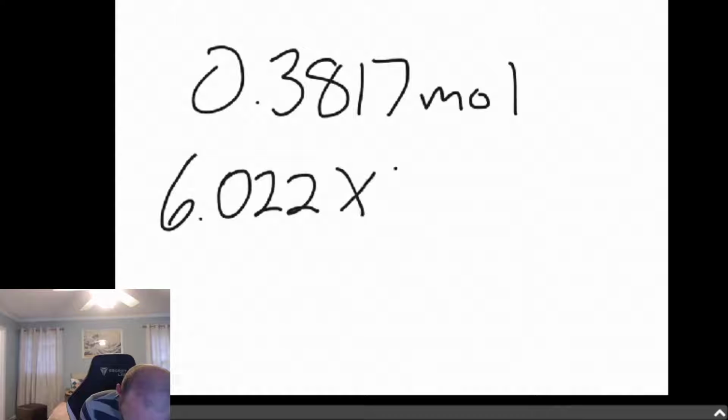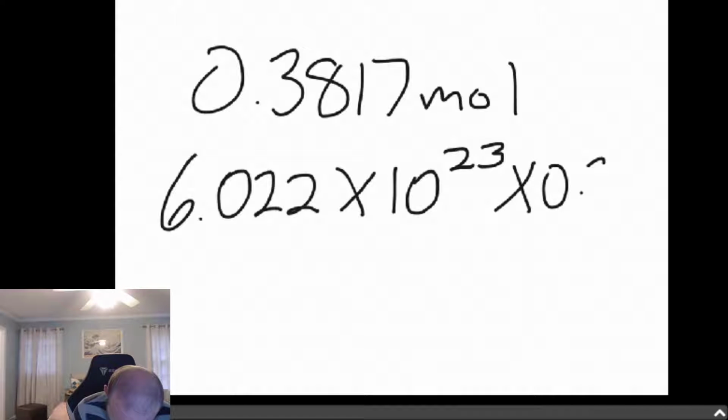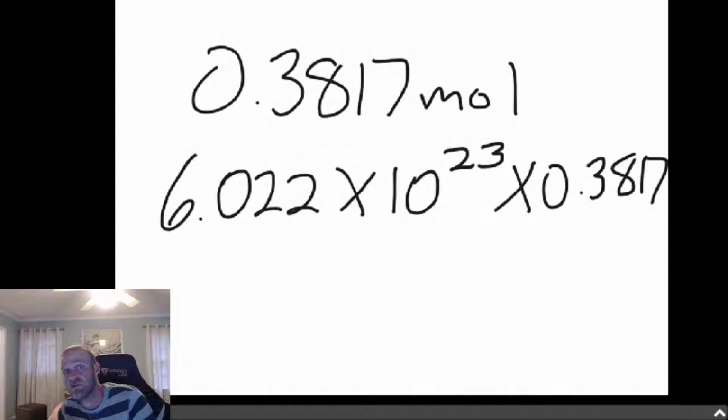6.022 times 10 to the 23 times 0.3817. Okay? And now this number is just the number of atoms that are out there. So it's a unit. You can put atoms on the end of it, but there is no real unit for atoms. So you can just put this number in, and that's good for the answer.